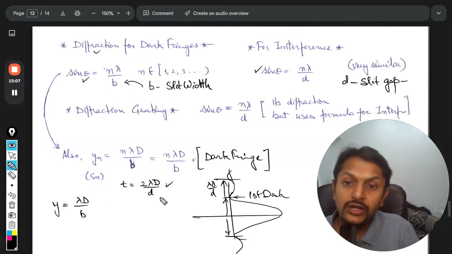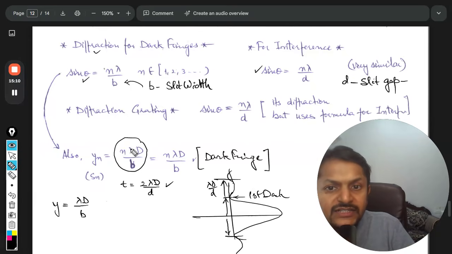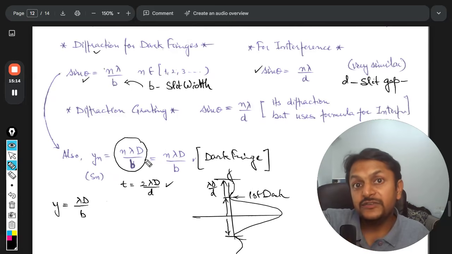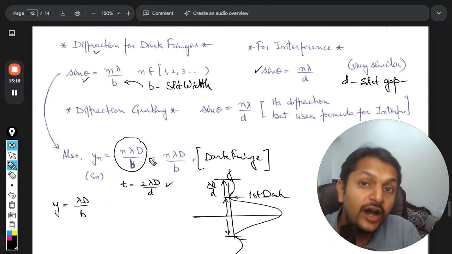And what is important is we are using the formula which is similar to the constructive interference formulas in the interference part that we did, but in the diffraction it is used for dark fringes.